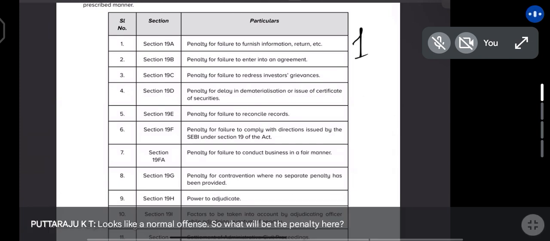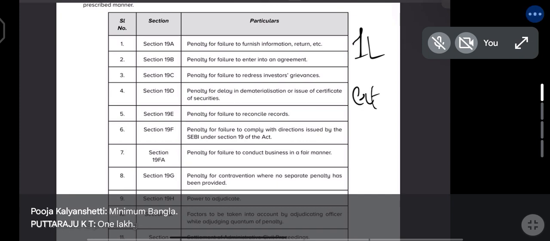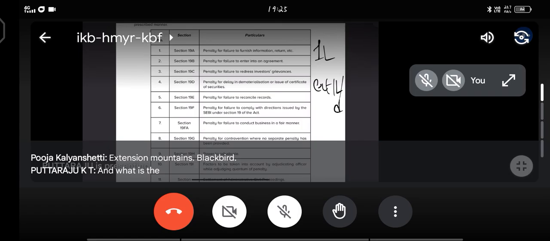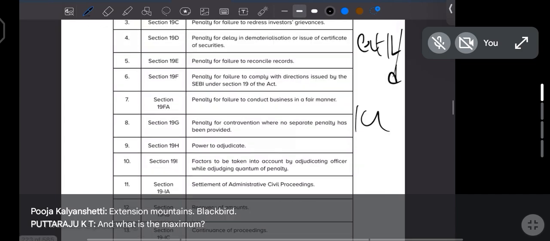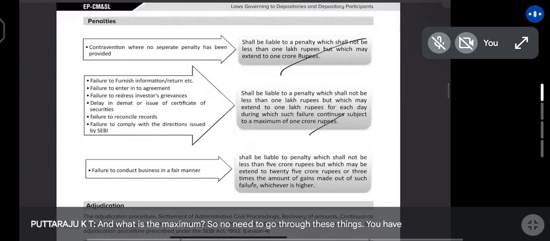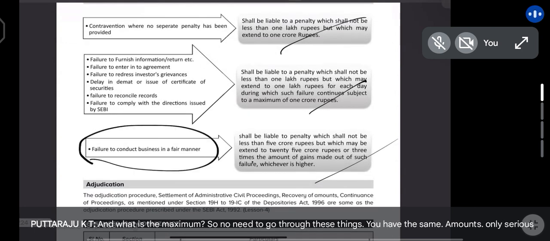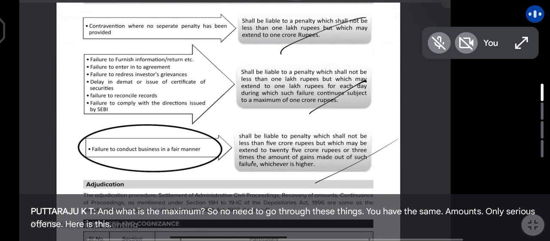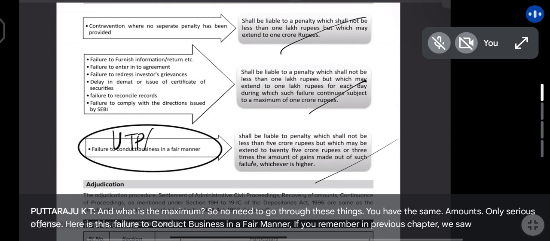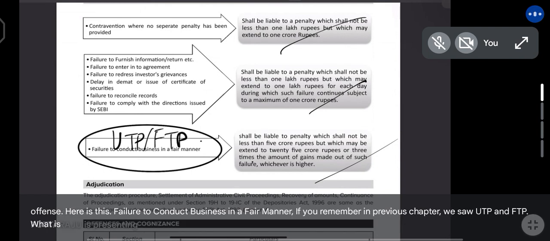So minimum 1 lakh, which can extend up to 1 crore. So no need to go through these things. You have the same amounts. The only serious offense here is this: failure to conduct business in a fair manner. If you remember in the previous chapter, we saw UTP and FTP. What is the full form of UTP, FTP? Unfair or fraudulent trade practices, right?